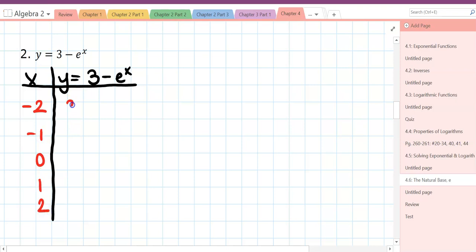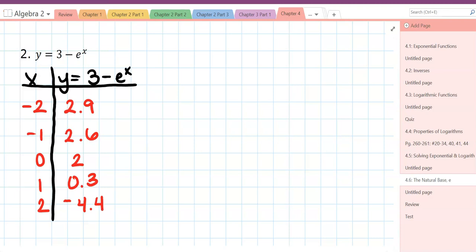And I got 2.9, 2.6, 2.3, and -4.4. So this one's a little bit slower when it comes to its movement because we're taking 3 minus the function raised to the exponent.